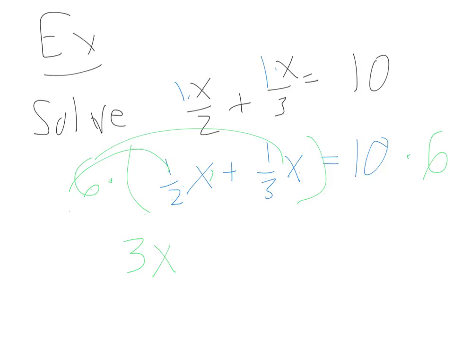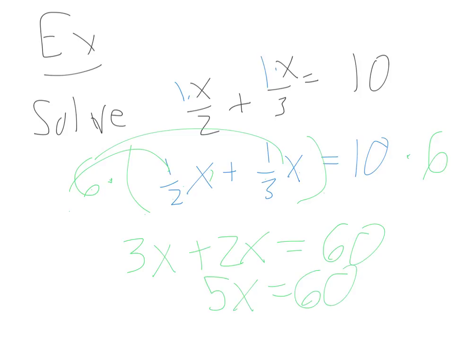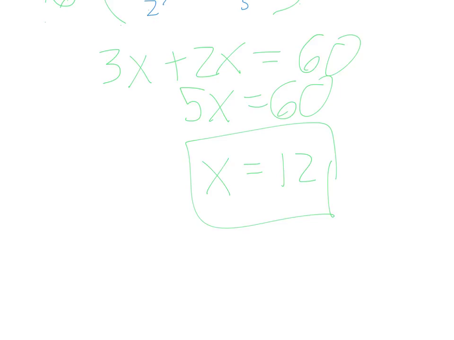Then 6 times 1/3, which is 2x. Then equals 10 times 6, which is 60. And that tells you that 5x is equal to 60, and x is equal to 12.